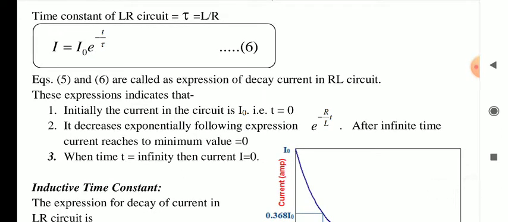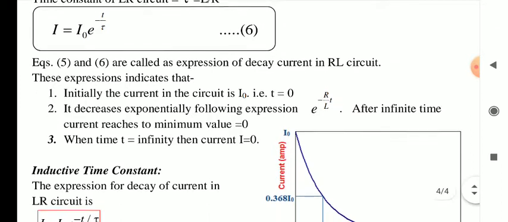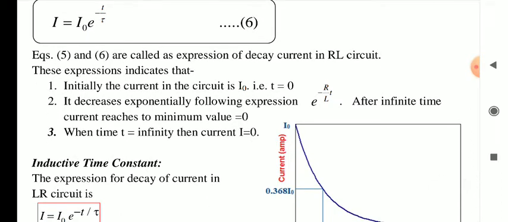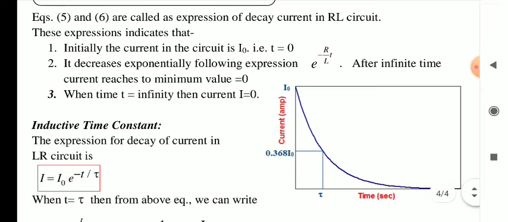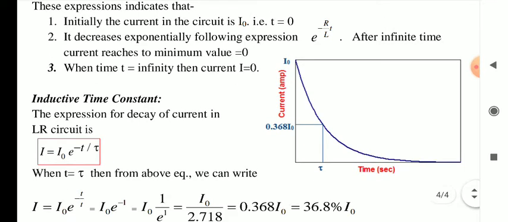These expressions indicate that initially the current in the circuit is equal to I naught, that is, when time t is equal to 0, and it decreases exponentially following the expression e raised to minus R by L into t. After infinite time, the current reaches its minimum value, equal to 0. When time t is equal to infinity, the current I is equal to 0. That is shown in the graph, the decay of current in the RL circuit.